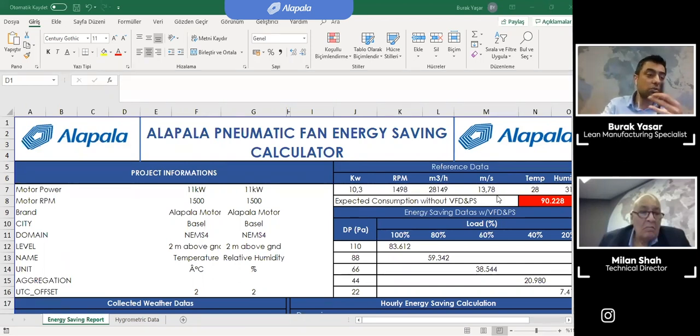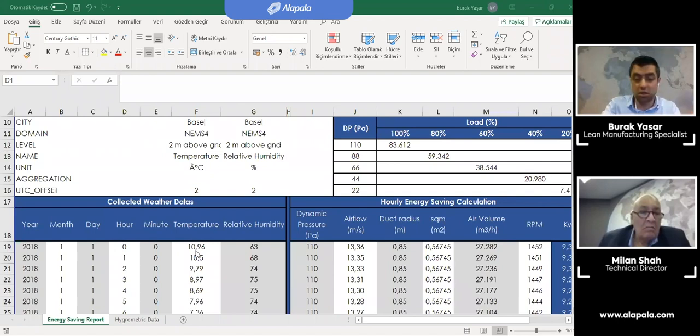Let's take a look at the calculation method at this temperature and humidity. The airflow is 13.78 meters per second and the RPM is 1498. If the temperature reduced from 28 Celsius to 10.96 and the humidity increased from 31 to 63, air specific volume could change. Thus, dynamic pressure will change, but I don't want that to happen because the value specifies my production capacity and it has to be constant. A pressure sensor can make this value constant. It can communicate with the VFD device to guide motor speed.